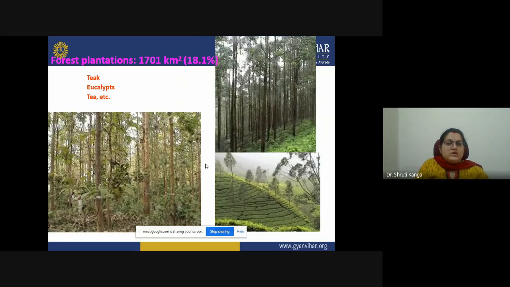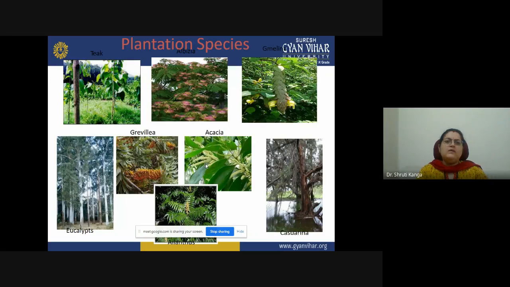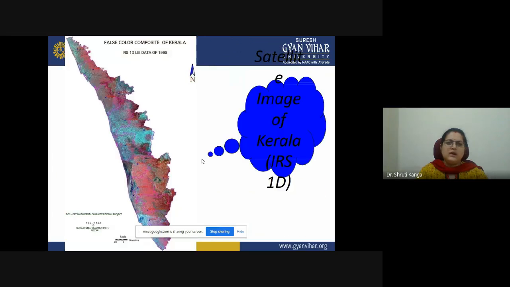Then we have forest plantations of around 1701 square kilometer, which is around 18.1% of the total forest geographic area. The major plant types are tea, eucalyptus, and teak in these forest plantations. These are also there in Kerala. Then plantation species are teak, acacia, eucalyptus. Okay, so all these are the plantations which are being done in these areas.